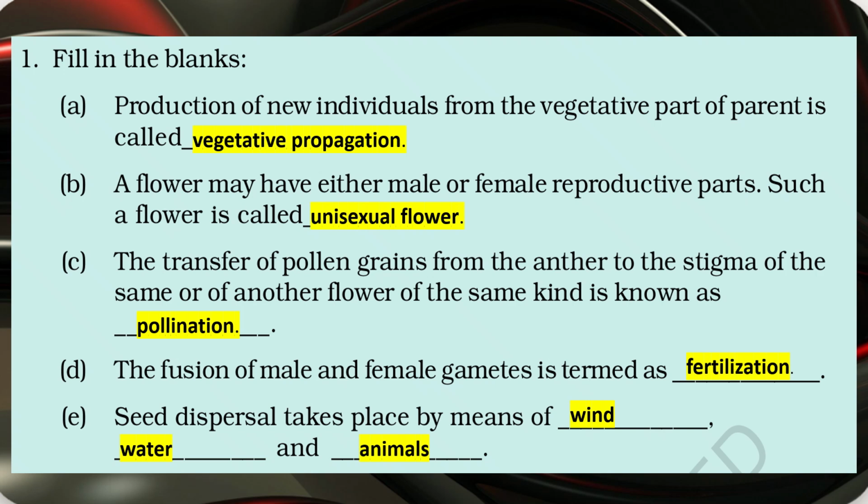C. The transfer of pollen grains from the anther to the stigma of the same or of another flower of the same kind is known as pollination. D. The fusion of male and female gametes is termed as fertilization. E. Seed dispersal takes place by means of wind, water, and animals.